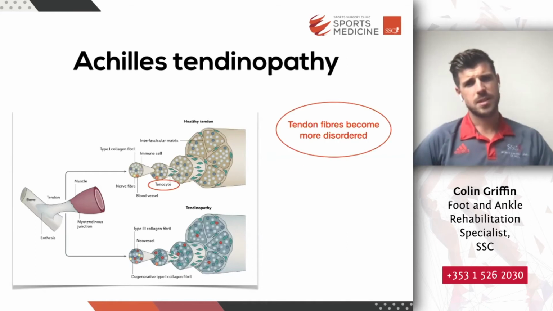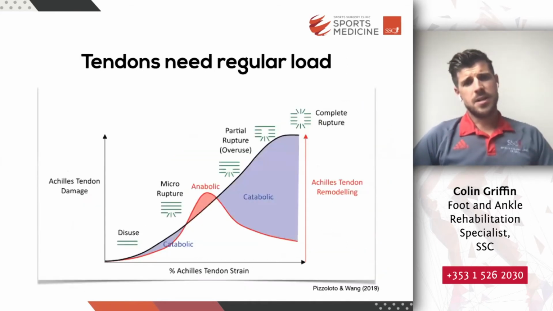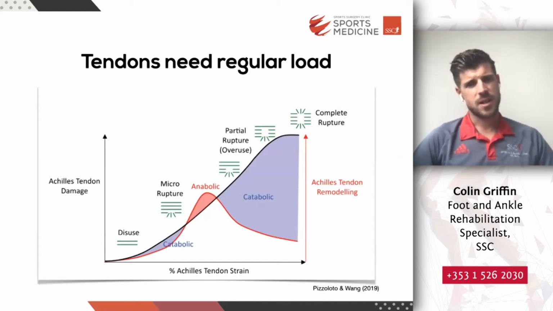So tendons need a stimulus. So total rest is not the answer for treating tendinopathy. We need to try and find a level of exercise that you can do that's not too sore and try to progress it on accordingly. So tendons like a regular bout of loading. So they like to be weight bearing, they like to have the calf muscles contracting, and they like to have a little bit of strain, around about 6%.